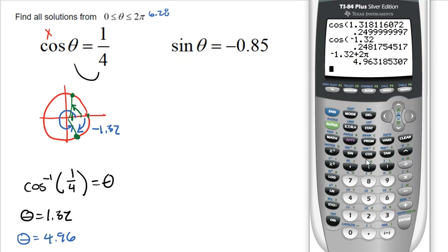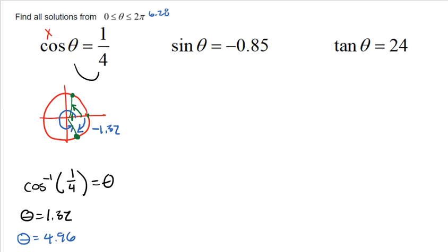Now again, to confirm that's right, do cosine of 4.96. And again, not exact, but pretty close to 0.25. If you want to be closer, use more decimals. So again, picture's worth 1,000 words. It really helps. All right, let's do this next one.